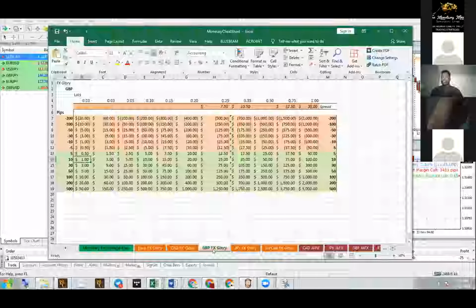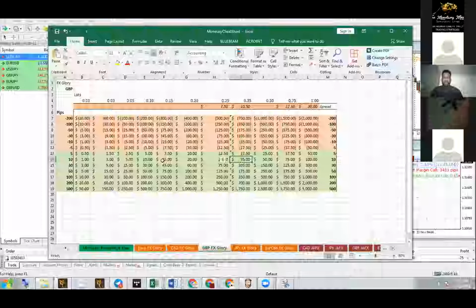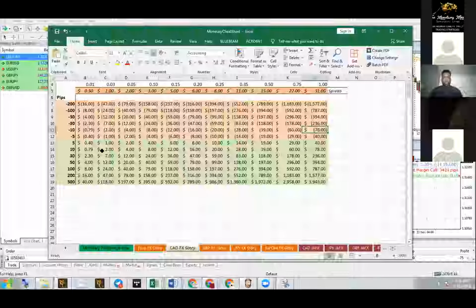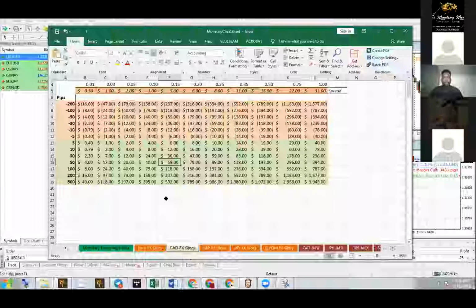Let me go down to the, I got one more updated, but I got this one up right now with the pound. I wanted the pound with the yen because the pound with the yen is so powerful. A 50 pip movement on 0.15 to 0.75 lots, compared to what the CAD is on that same movement, is like $59. You know what I'm saying? That pound dragon is strong, man.